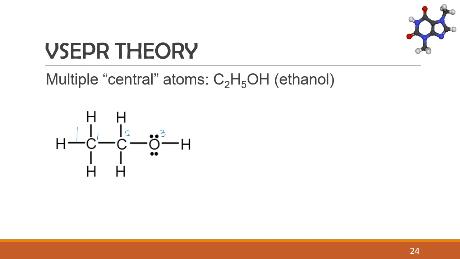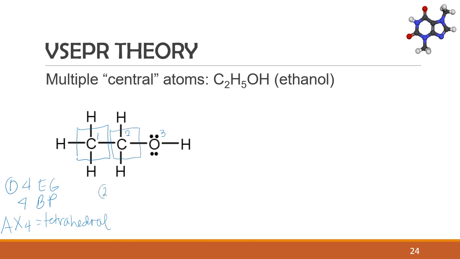Let's start with this carbon atom. It has 4 electron groups made up of 4 bonding pairs. Its VSEPR notation is AX4, which corresponds to a tetrahedral shape. The next carbon atom also has 4 electron groups made up of 4 bonding pairs. So its VSEPR notation is AX4, which corresponds to a tetrahedral shape.